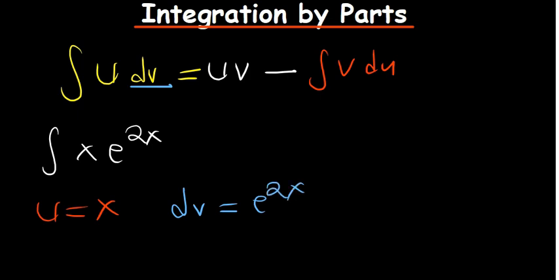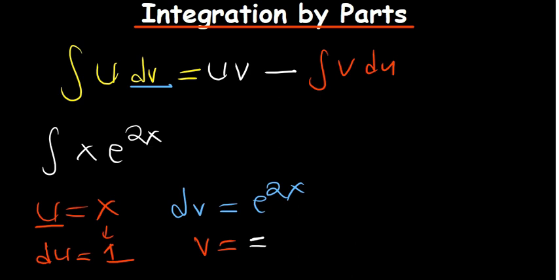So we have to determine the other remaining parts. If we have our u, we have to determine our du, and for our dv we need to determine our v. Whenever you have a d in front of something, just know that that's already differentiated. So in this case where we have du, we have to differentiate x. The derivative of x is 1. On this other part we have e to the power 2x, which is dv and already differentiated, so we now have to integrate it.